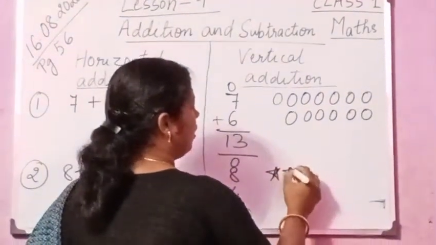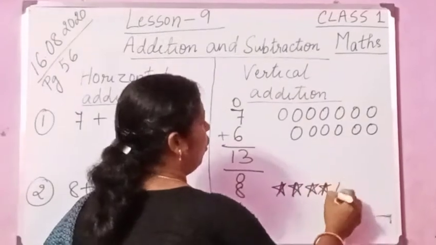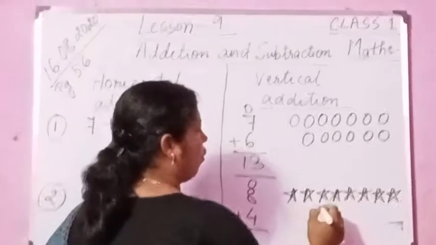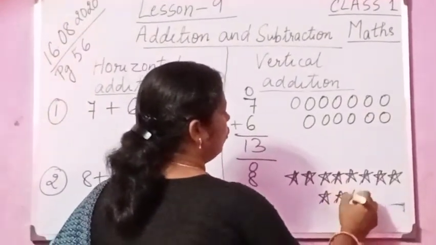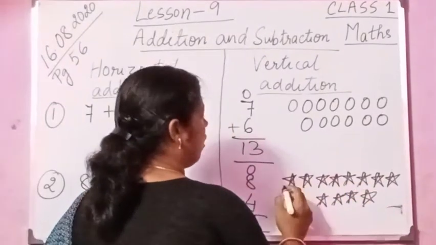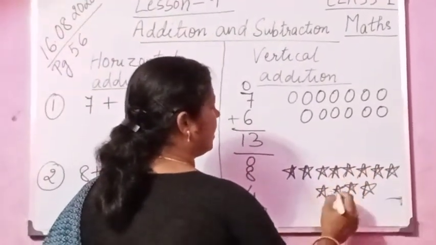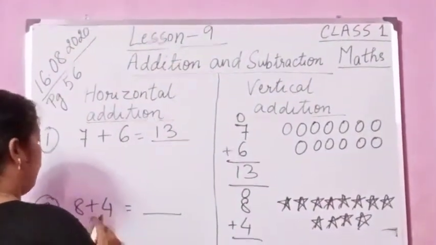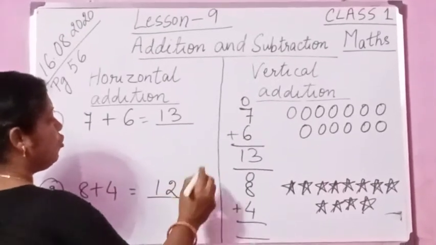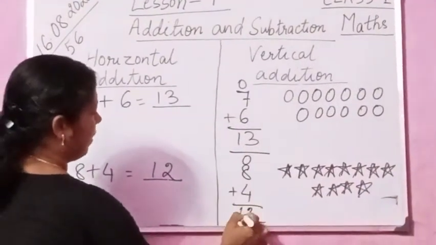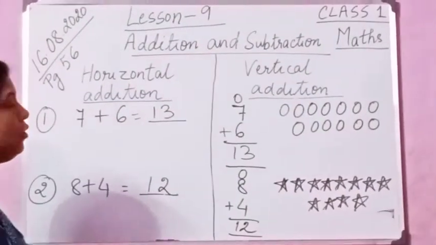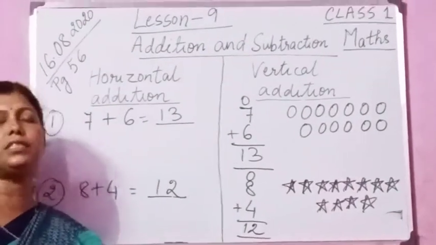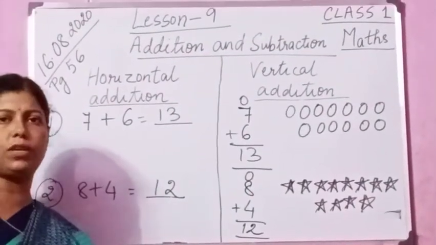8 stars: 1, 2, 3, 4, 5, 6, 7, 8. Okay, and 4. Let us make 4: 1, 2, 3, 4. Let us count: 1, 2, 3, 4, 5, 6, 7, 8, 9, 10, 11, 12. So you see 8 plus 4 in a horizontal way is 12, and in a vertical way also it is 12. So in this way you have to do it in your copy, in horizontal and vertical addition, and you can make your own drawings, whatever drawings you want.